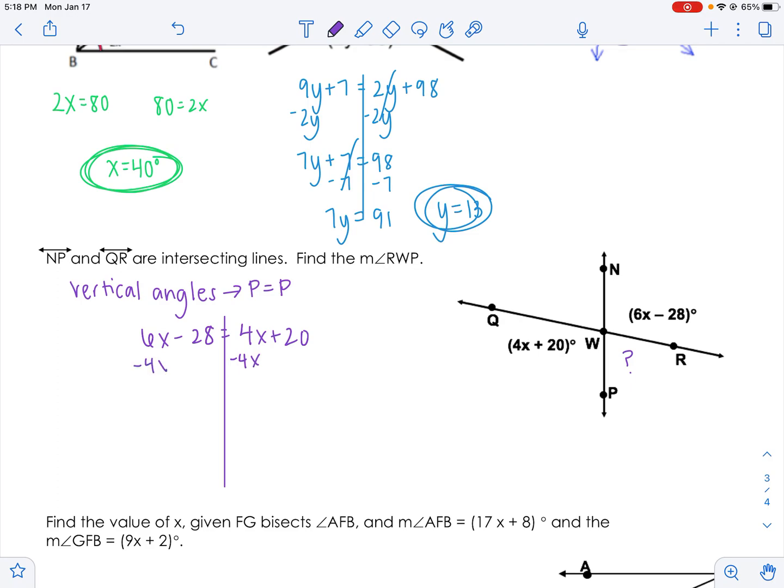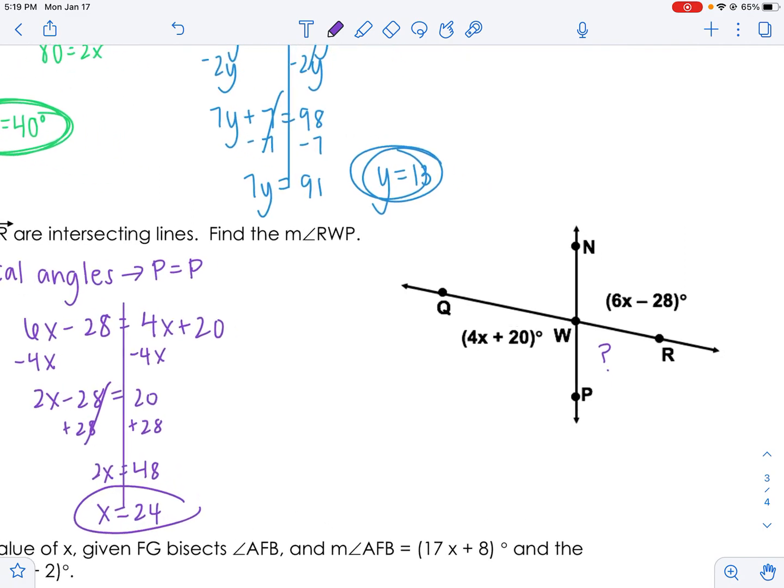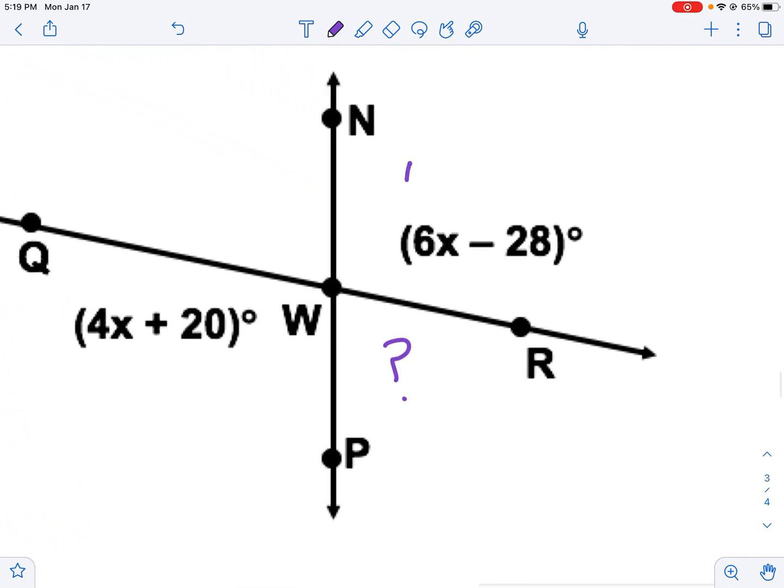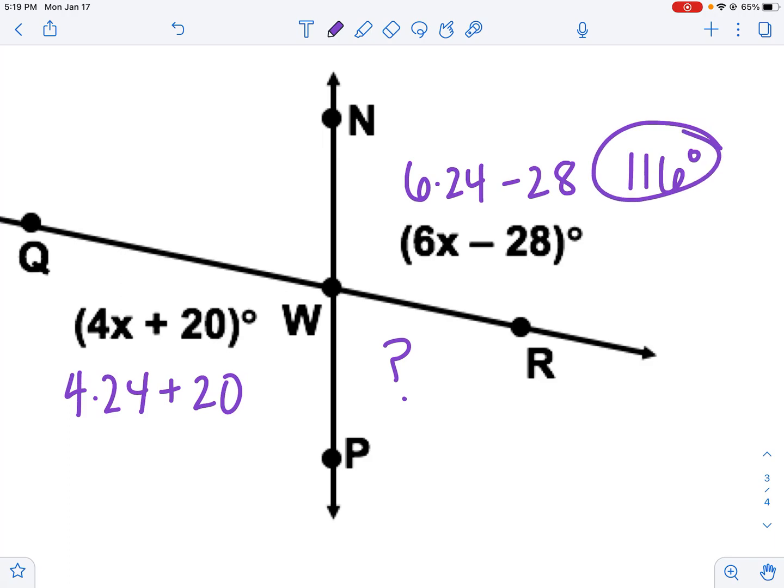So I'm going to put the letter on the left by subtracting 4x. So I have 2x minus 28 equals 20. Add 28 to both sides. So 2x equals 48, which makes x 24. Now, x wasn't the answer. I need to take that and plug it back in over here. So I'm going to find out what's 6 times 24 minus 28. I need to figure out what's 4 times 24 plus 20, and they should be the same thing. I'm going to give you a minute to do that right now. And you should get 116 for both.